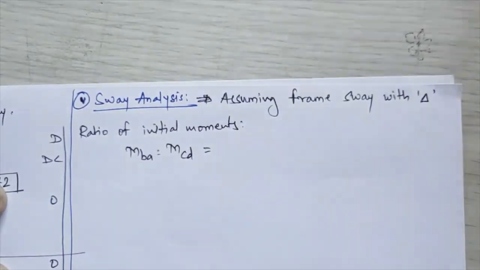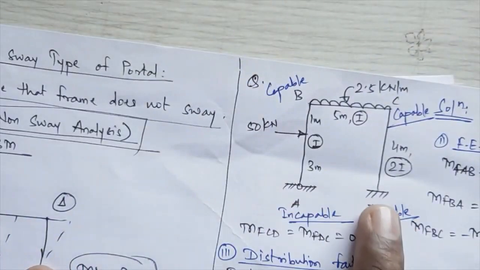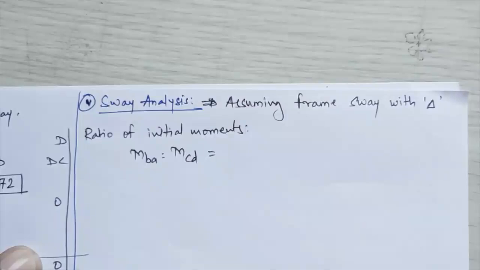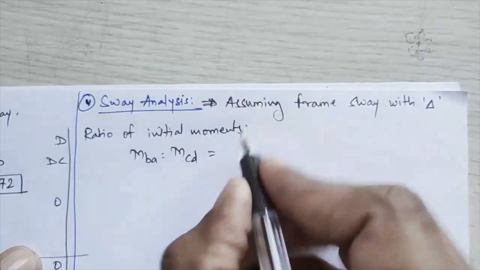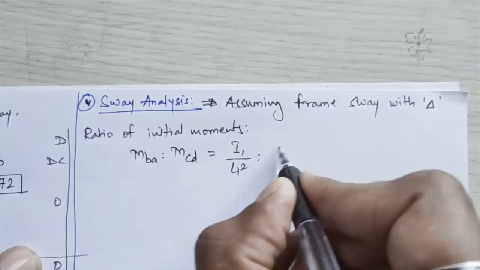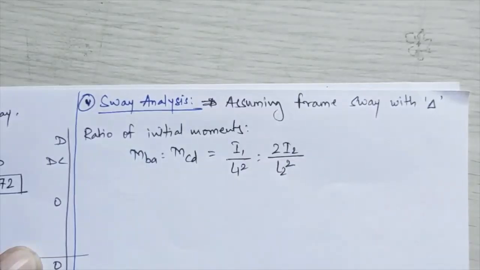Now if you see in this numerical, one end is hinged and the second end is fixed. That is, you have to use case number 3 over there. So for case number 3, what relation will you get? That is I1 divided by L1 square is to 2I2 divided by L2 square.